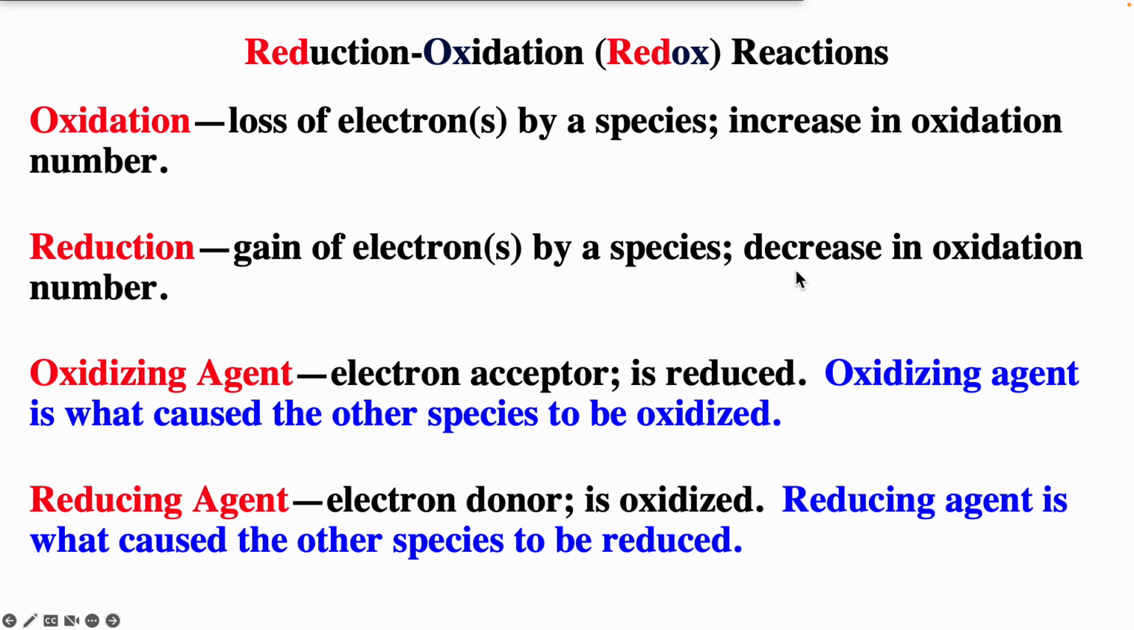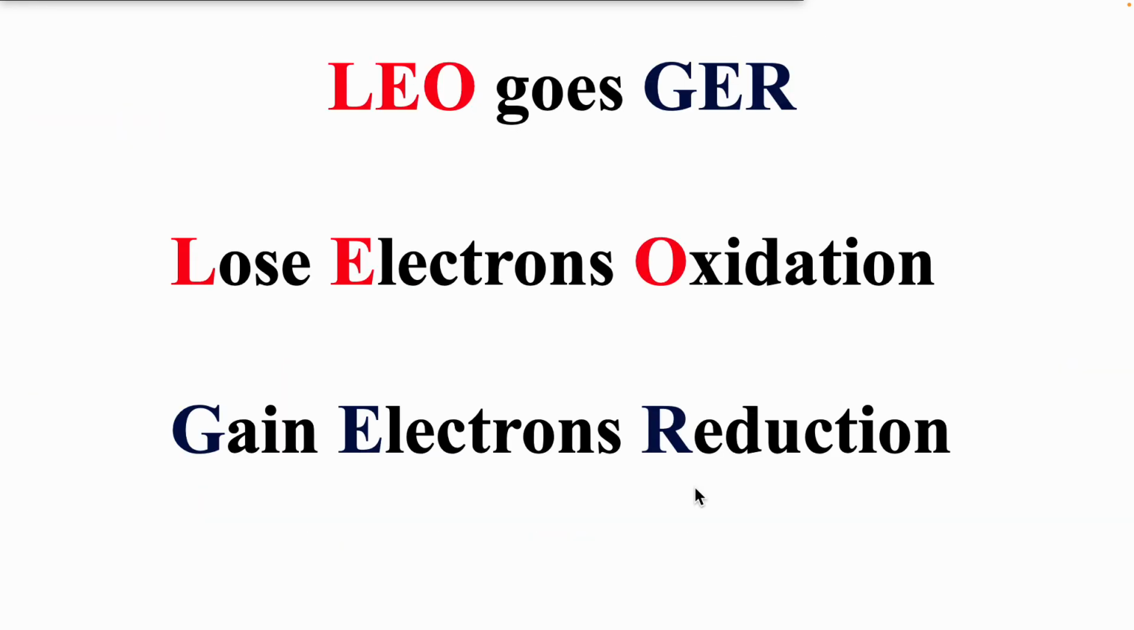Now the oxidizing agent is what causes the oxidation. And so the oxidizing agent is always reduced. The reducing agent is what causes the reduction, and so reducing agents are always oxidized. Now you can remember oxidation and reduction using LEO goes GER. Lose electrons is oxidation, gain electrons is reduction.